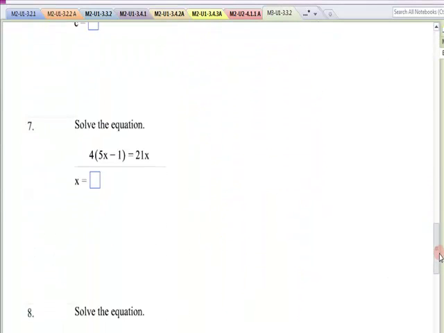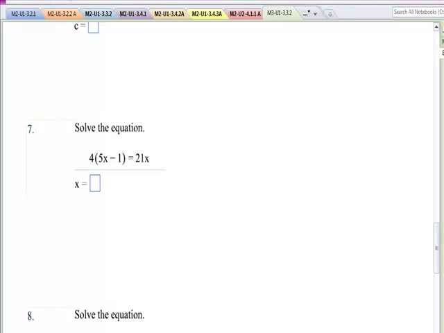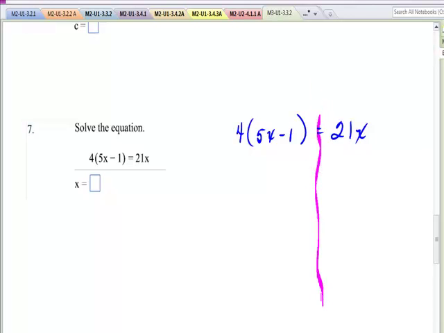Let's skip a few. Let's go down to number 7. I have 4 parentheses 5x minus 1 is equal to 21x. Can I simplify on either side? On the left side, yes, distributive property. 4 times 5x gives me 20x. 4 times negative 1 gives me negative 4. And that's equal to 21x because there was nothing I could do over here.